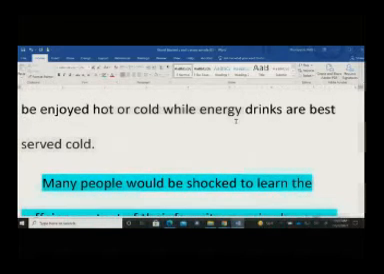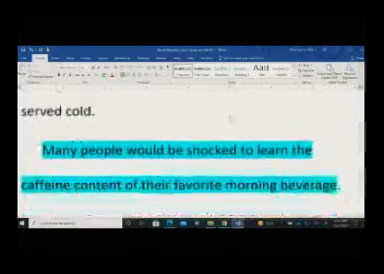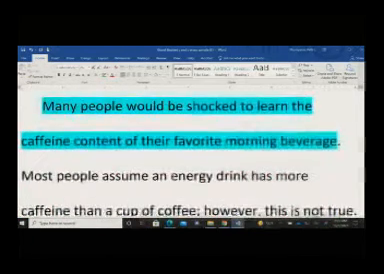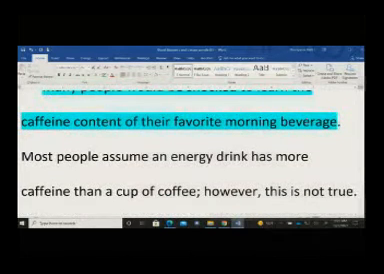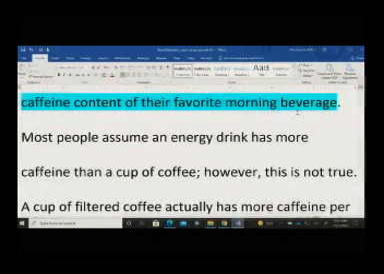Okay. And while energy drinks. But within the paragraph, it's not bad. We've got good information and there's transitions. Many people would be shocked to learn the caffeine content of their favorite morning beverage. You guys are going to freak out. Most people assume an energy drink has more caffeine than a cup of coffee. Look how they correctly use a semicolon. However, this is not true. See how there's a complete sentence on the front side, complete sentence after, but however.